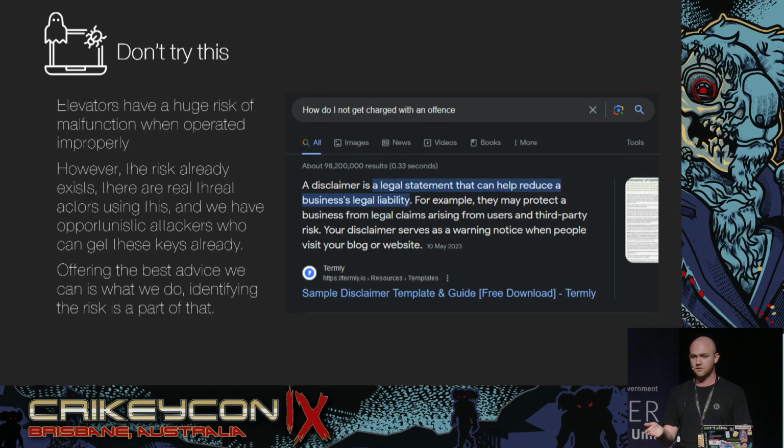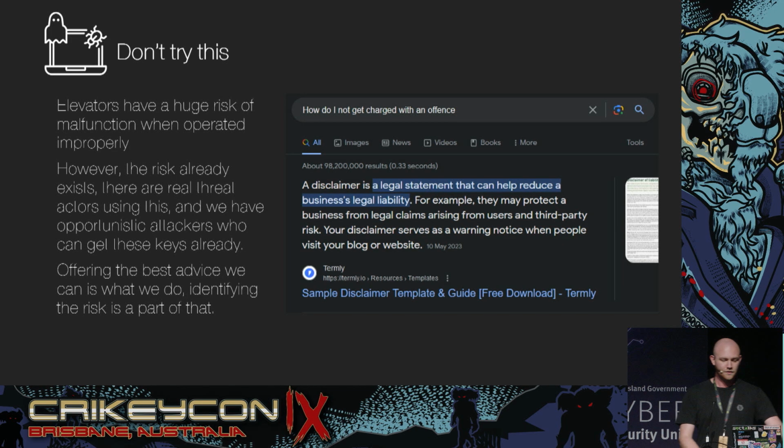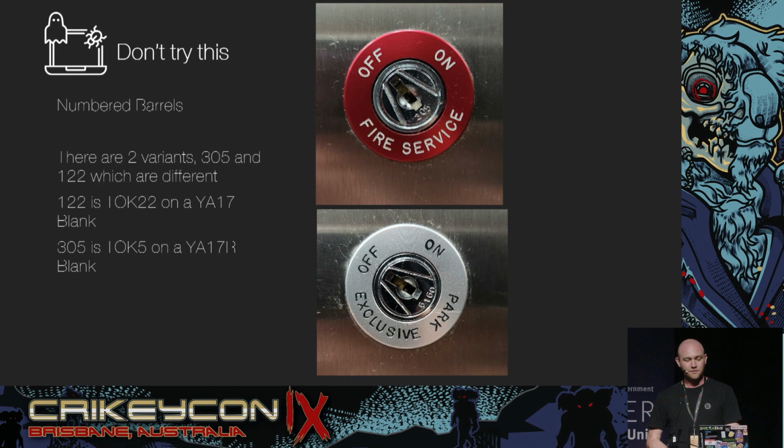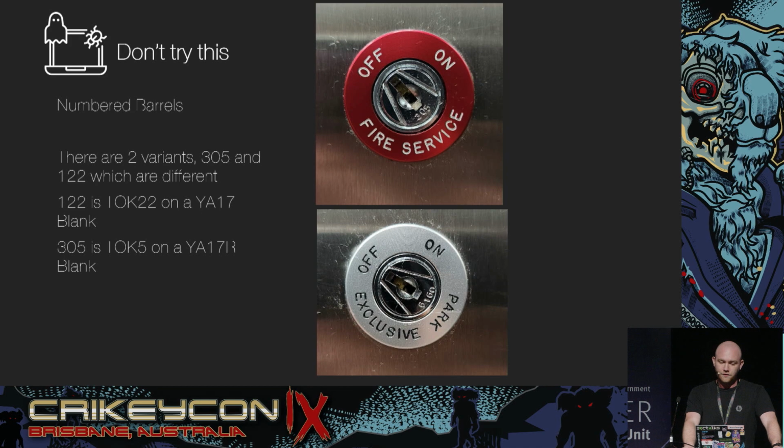So I kind of need to show that this is available, or else people won't understand why this is a risk, or even that their keys are the same as every other person in the building. With that note, here are the numbered barrels. 305 and 6160, 9041 and 122. These are all the information for it, TOC 5 and TOC 22.